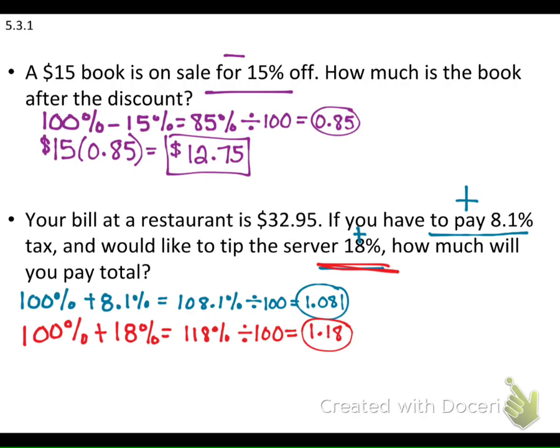Step 4 says start at my original amount. Well, what was the original bill? Yeah, $32.95. And I'm going to multiply this by my multiplier, or in this case, multipliers. So what's my multipliers? Yep. So I'm going to type into my calculator 32.95 times 1.081 times 1.18.